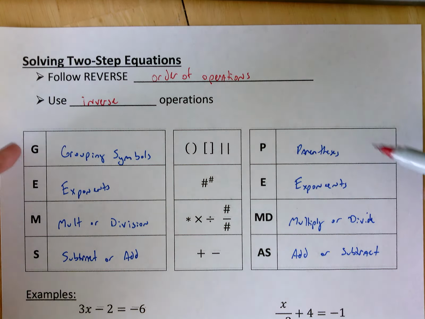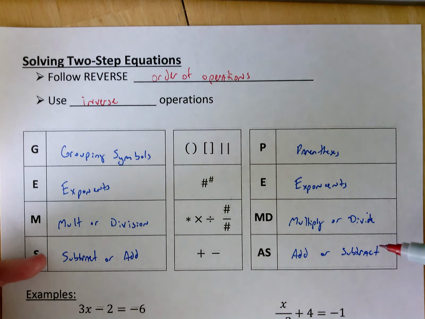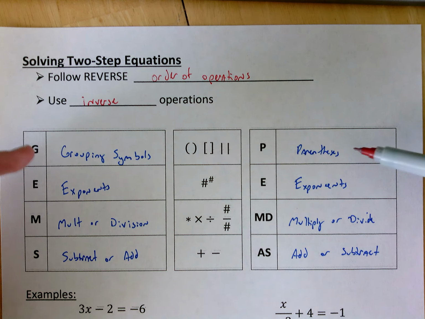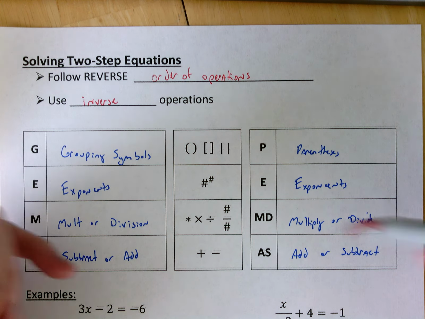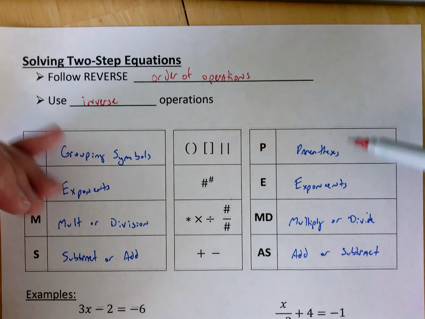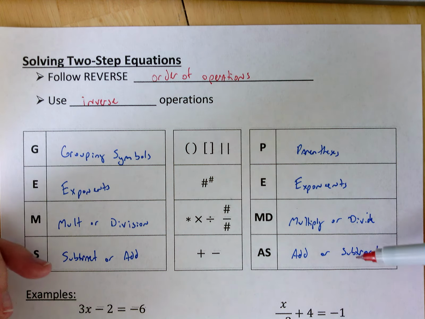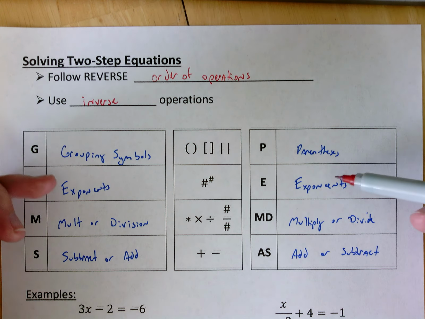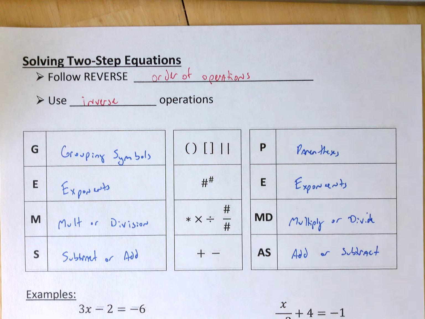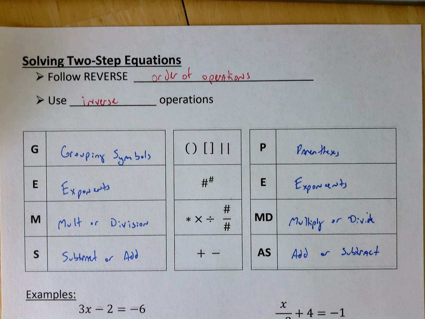So this table here, this is what we talked about with order of operations before, right? You do your grouping symbols, then your exponents, then any multiplication or division, then any subtraction or addition, right? Well, now what we're going to do when you're undoing an equation is we're going to start down at the bottom and work our way up. So you undo the adding or subtracting first, then undo the multiplying or dividing, then undo the exponents, and then undo the grouping symbols.